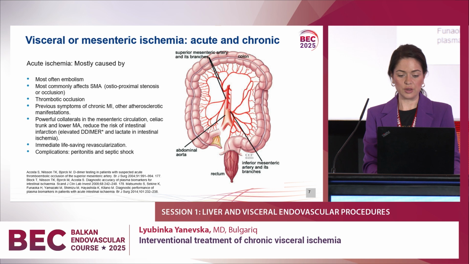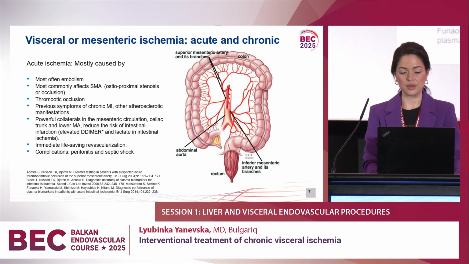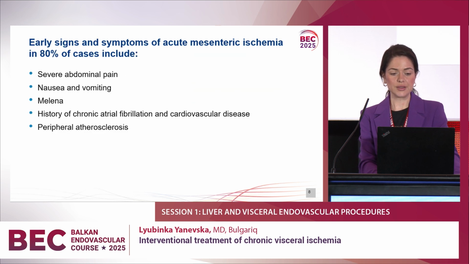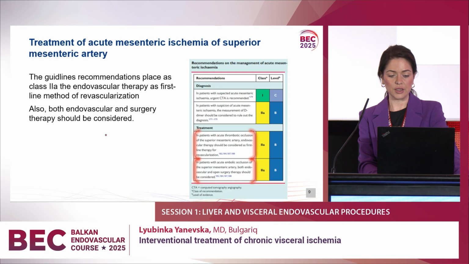Powerful collaterals of the mesenteric circulation, celiac trunk and inferior mesenteric artery reduce the risk of intestinal infarction. Elevated D-dimer and lactate in intestinal ischemia require immediate life-saving revascularization, and complications are peritonitis and septic shock. Early signs and symptoms of acute mesenteric ischemia in 80% of cases include severe abdominal pain, nausea and vomiting, melena, history of chronic atrial fibrillation and cardiovascular disease, peripheral atherosclerosis.